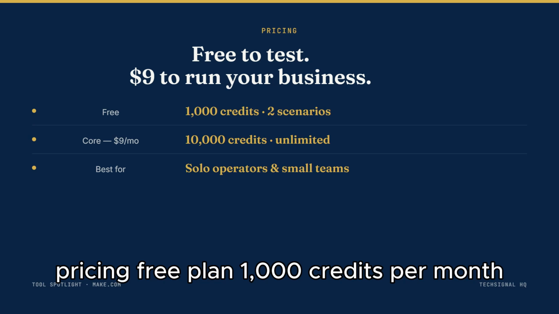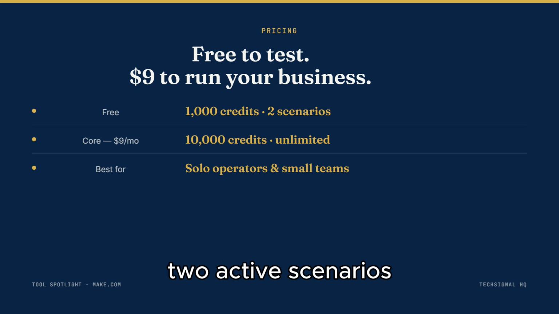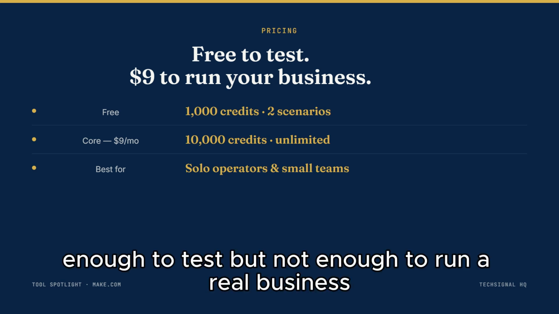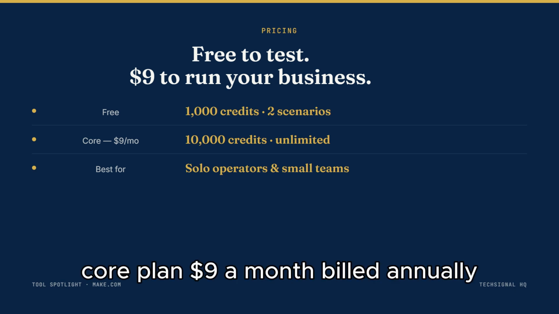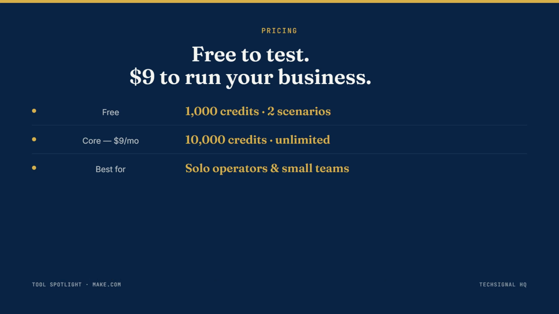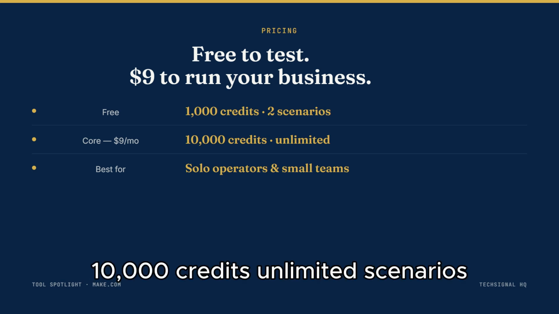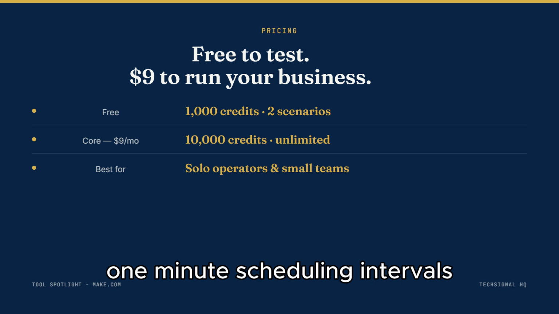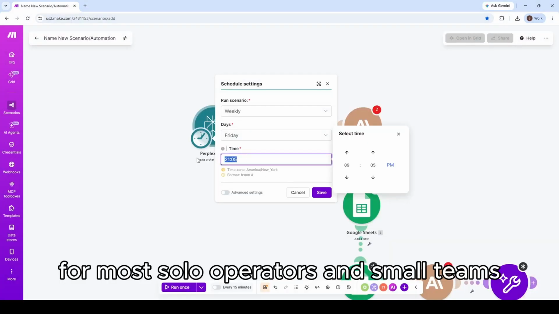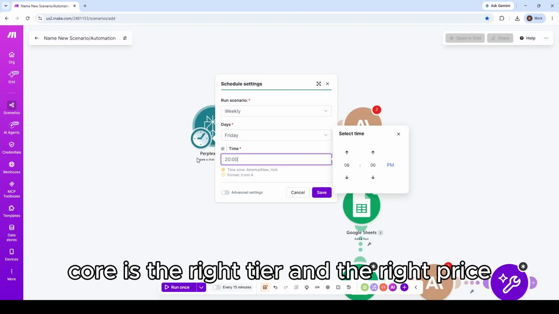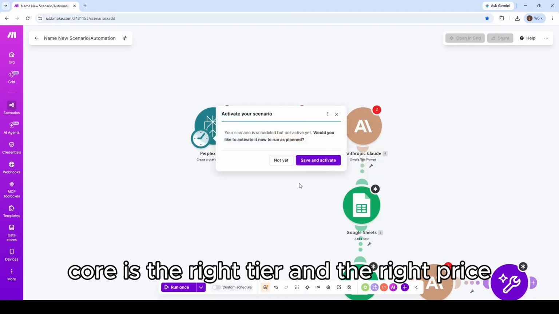Pricing. Free plan, 1,000 credits per month, 2 active scenarios. Enough to test, but not enough to run a real business. Core plan, $9 a month, billed annually. 10,000 credits, unlimited scenarios, 1-minute scheduling intervals, webhooks, and access to all integrations. For most solo operators and small teams, Core is the right tier and the right price.